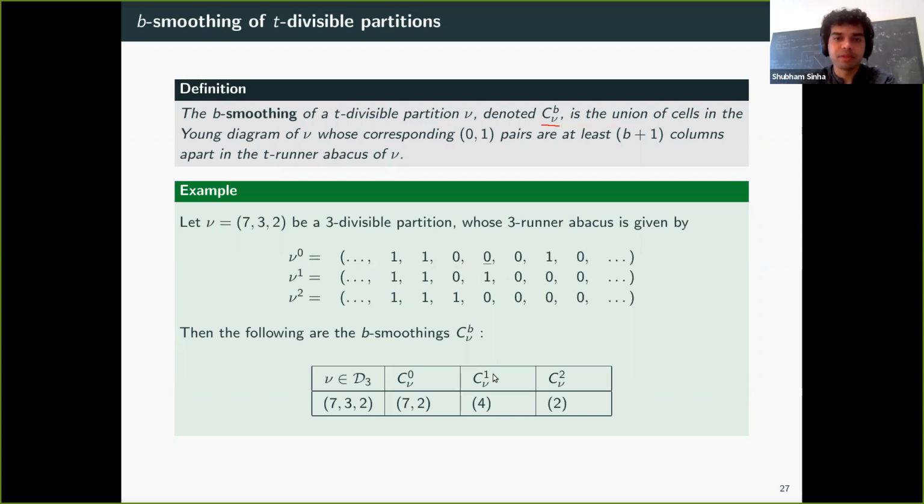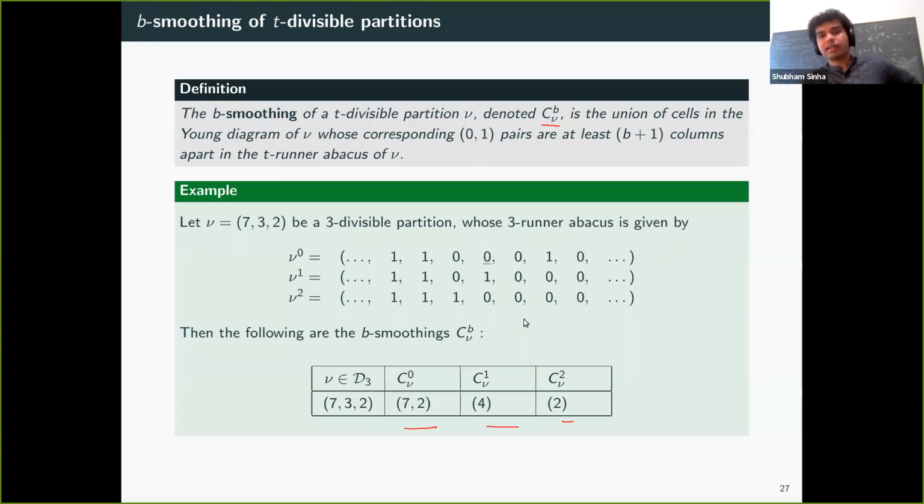And if you want to do the same for 1 smoothing, that would be cells corresponding to things which are 2 apart. So in this case, this 1 will correspond to these 4 zeros. So that will give you 4, and the rest does not have anything 2 apart to look to the left. So this is an example for this certain partition of the B smoothing.